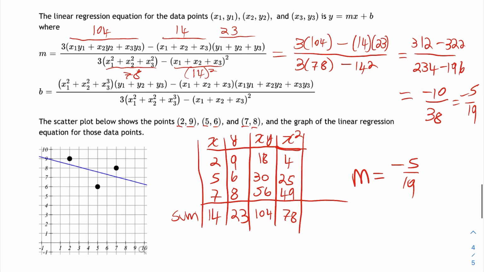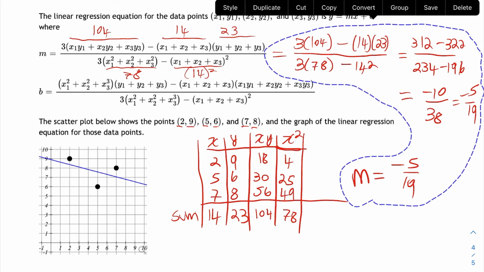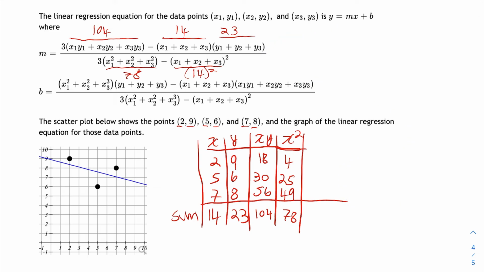So then I can go on with the second part of all this, and the second part is to find the y-intercept. Well, a lot of the things are the same. Like I noticed in the denominator, it's the exact same denominator, 3 times 78 minus 14 squared, so that's not going to change. That was equal to 38, just like it was in M's denominator, so this is going to turn out to also be 38 after I do all the calculations.